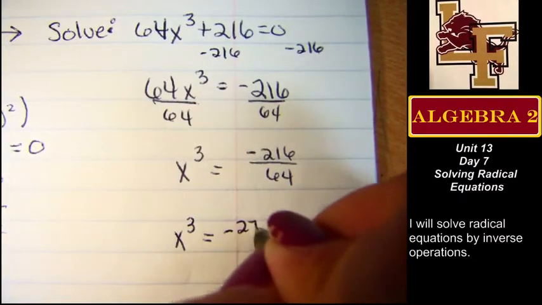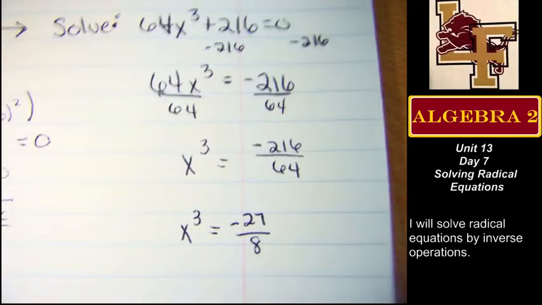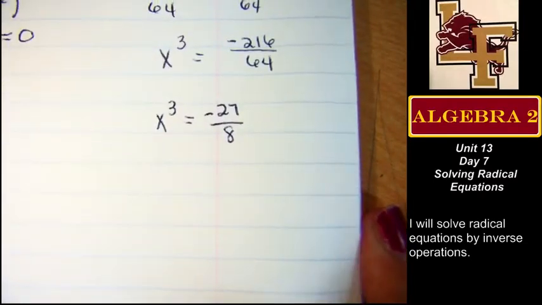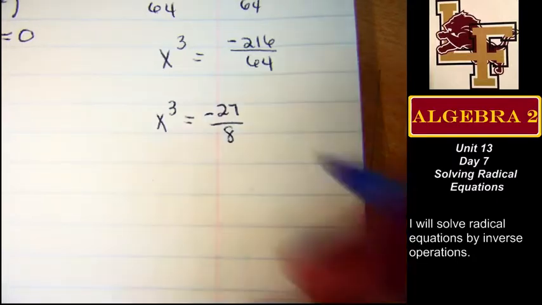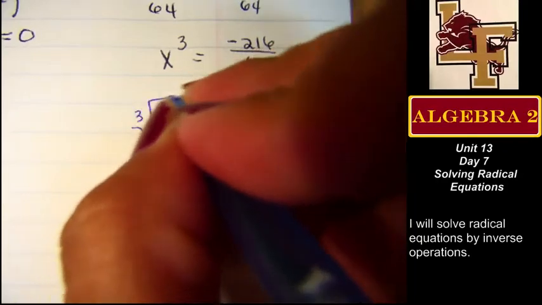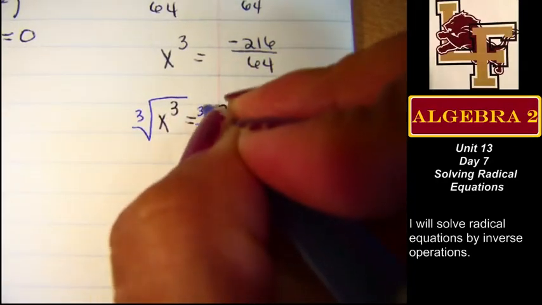Negative 27 over 8. Beautiful, thank you. Now I have a question for you, slightly related to this, but not written down. If I had an equation that was x squared equals stuff, how do I get rid of that square power? You'd take the square root. So if I have a cube power, what could I use to get rid of it? Cube root.